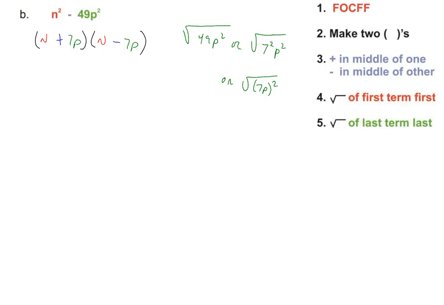And look, sometimes the original will be given to you like this. Sometimes the original could be given to you like that. Rarely is it given to you like that, but it could be. Okay? But they're all the same thing, and they're all 7p. All right, let's go to the next one.